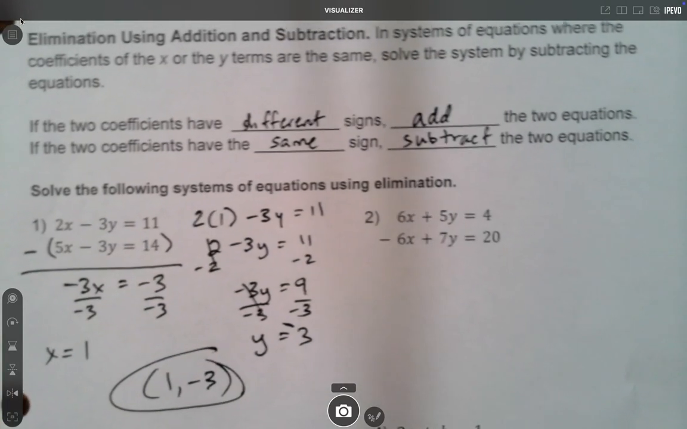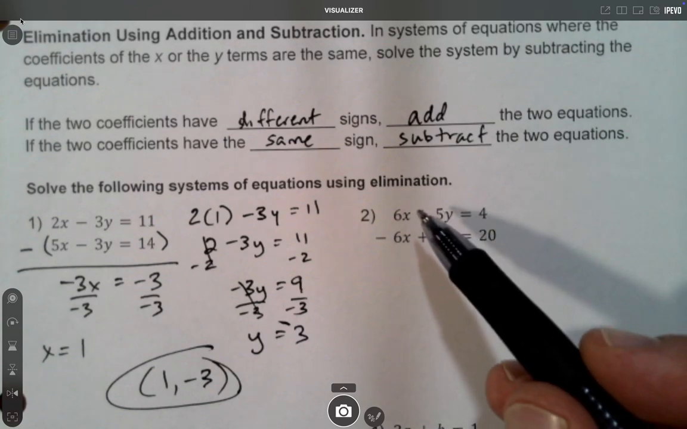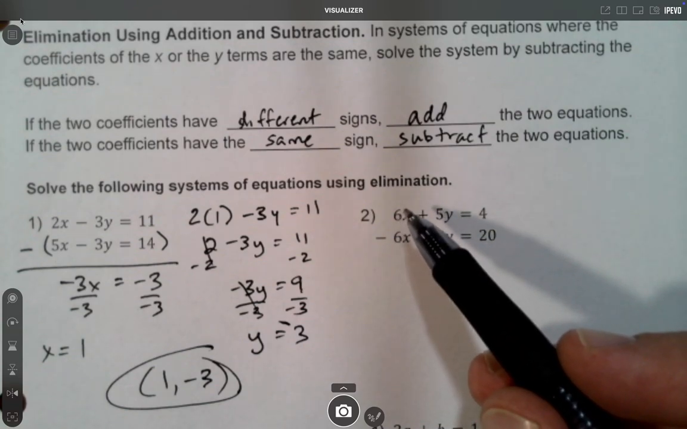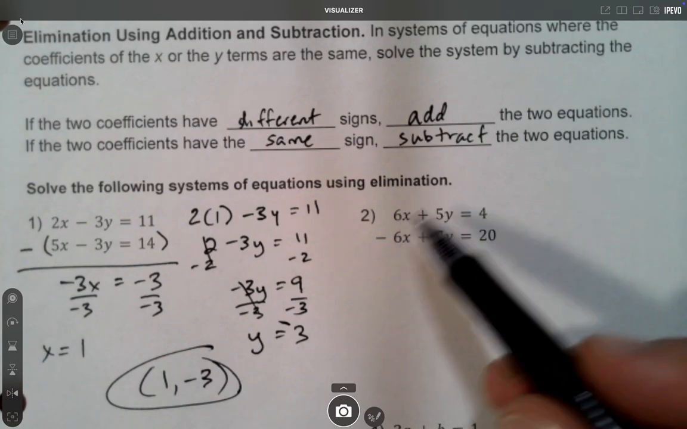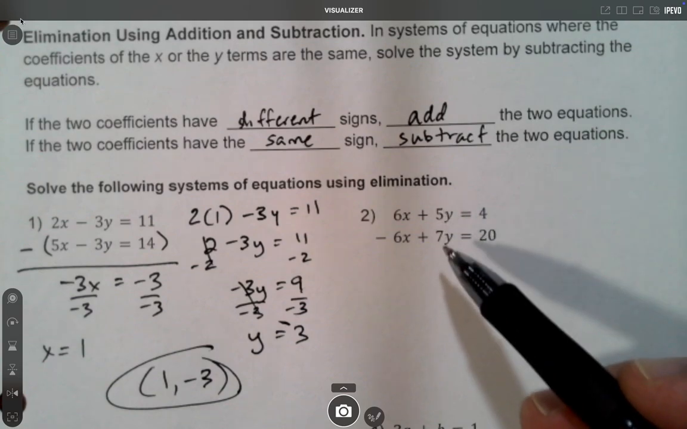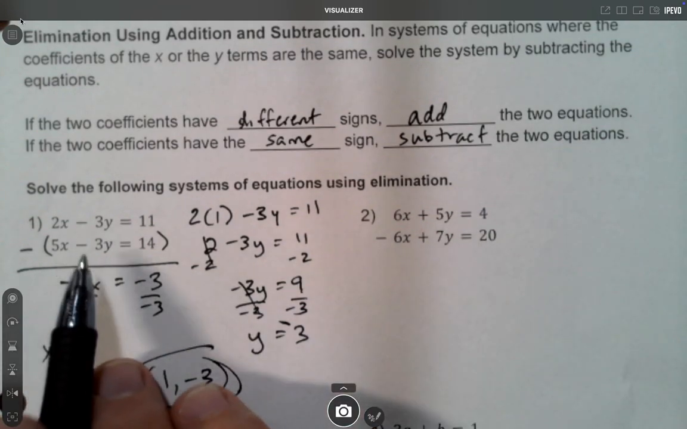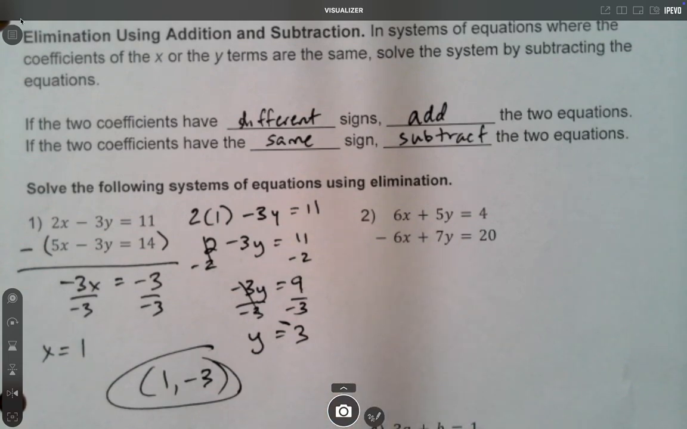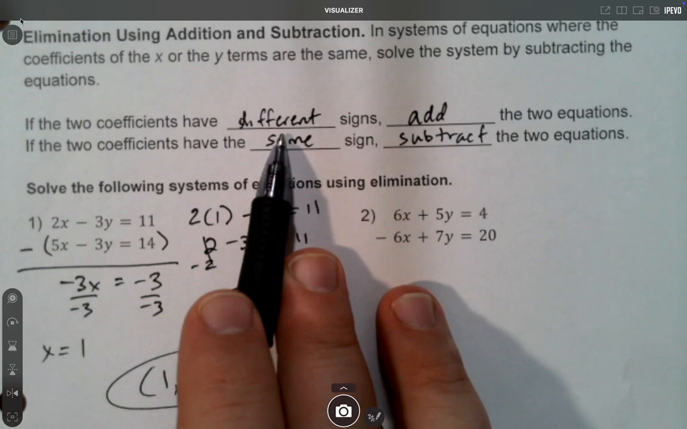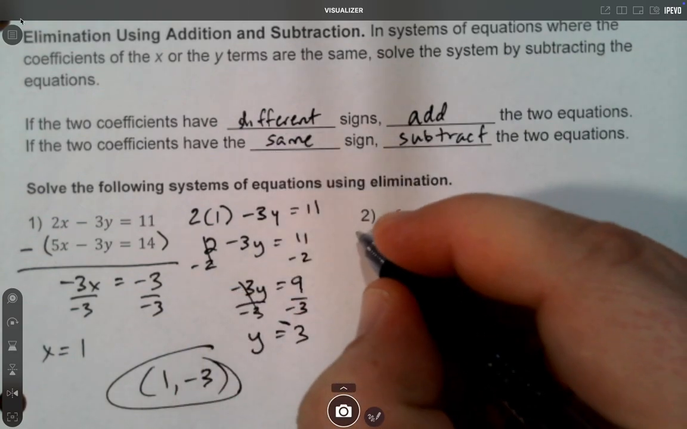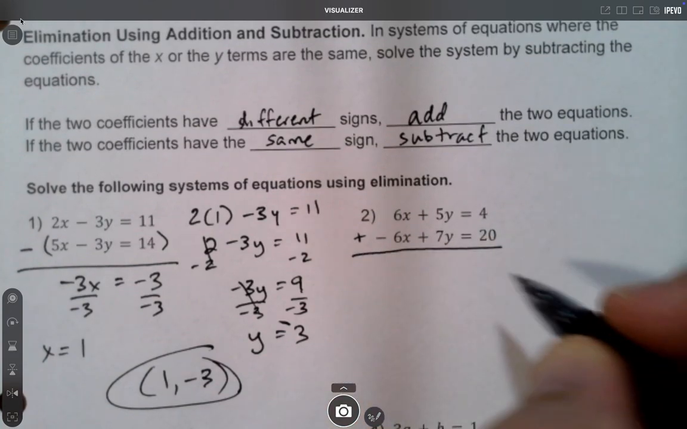Okay, in number 2, we see that the x terms have the same coefficient. Now one is negative and one's positive. That's okay. They're both 6 is the point. Whereas 5 and 7 are not the same. So while the y's were easy to eliminate on number 1, it's the x's that'll be easy to eliminate on number 2. And since these have different signs, we will add. 6x plus negative 6x is 0.